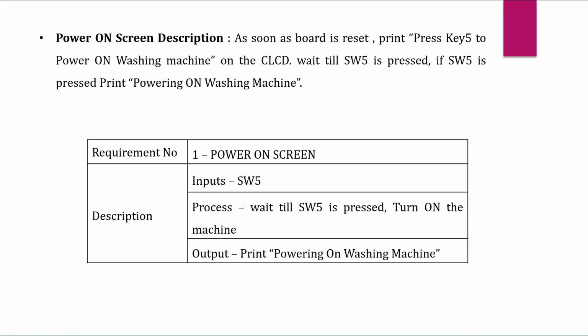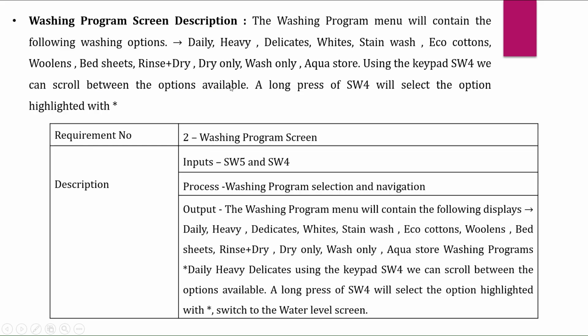So these are the six descriptions. The first one is the power on screen description. As soon as the board is reset, print "press key 5 to power on washing machine" on the CLCD. Wait till SW5 is pressed. If switch 5 is pressed, print "powering on washing machine".